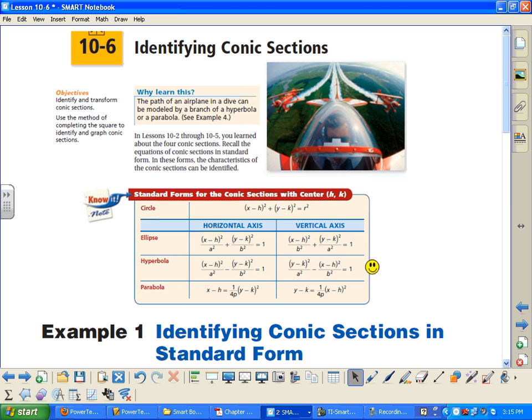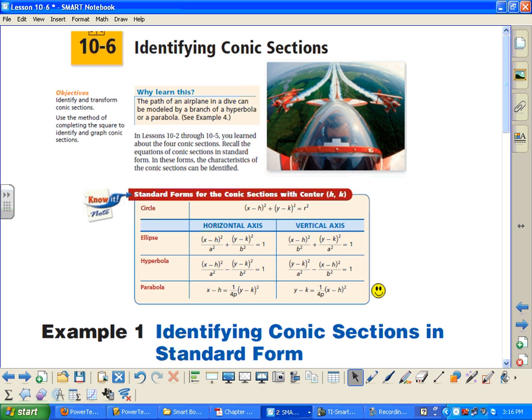Hyperbolas, the equations of them look exactly like the equations for the ellipse, except for the fact that we are subtracting here instead of adding. And with an ellipse, the value of a always has to be larger than b, but that's not necessarily the case with a hyperbola. It can be, but it doesn't have to be.